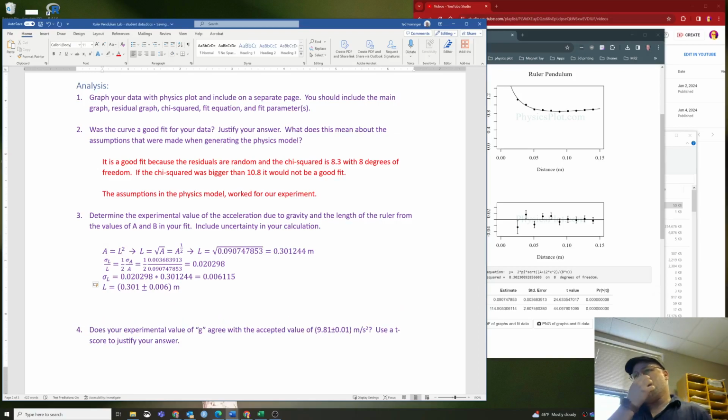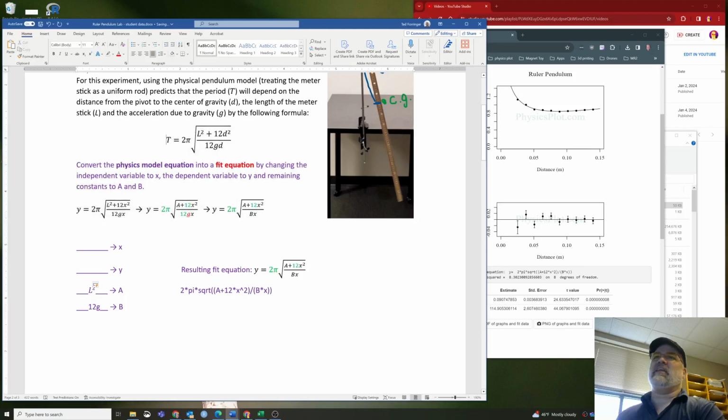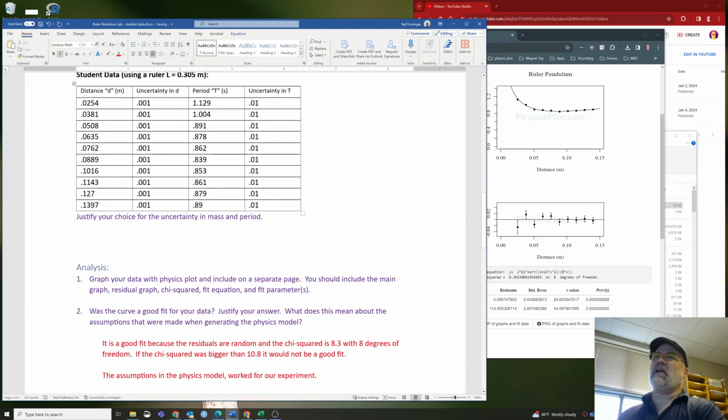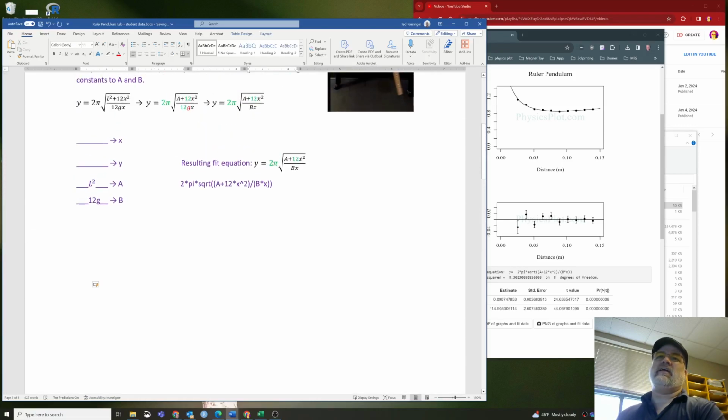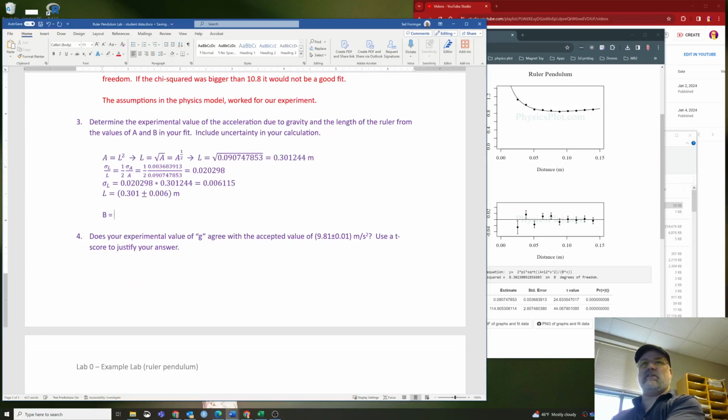All right, next let's look at G. I'm going to go back up here, and again, I'm not plugging anything into this equation or any of these numbers anywhere. I'm just looking at how G is related to A or B. And G is related to B. What I have is that B is equal to 12G, which means G is equal to B over 12.